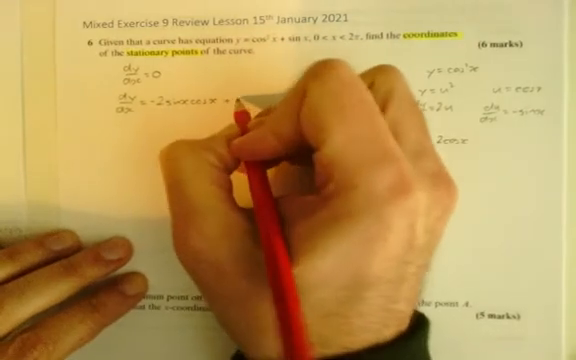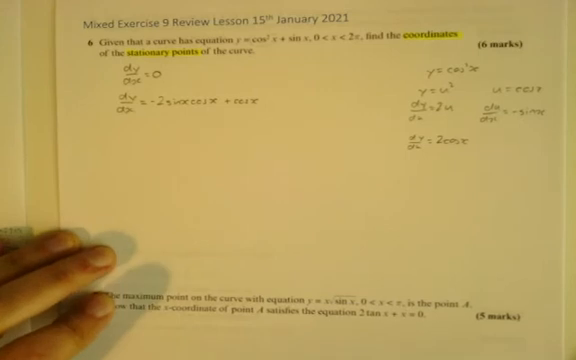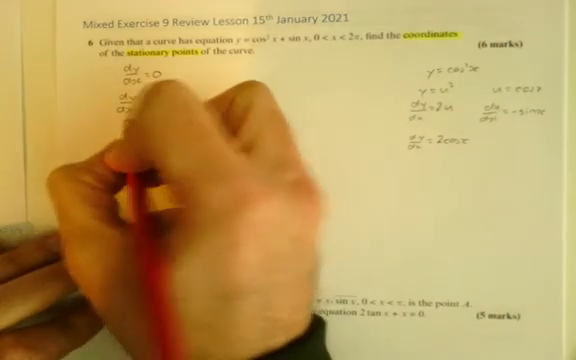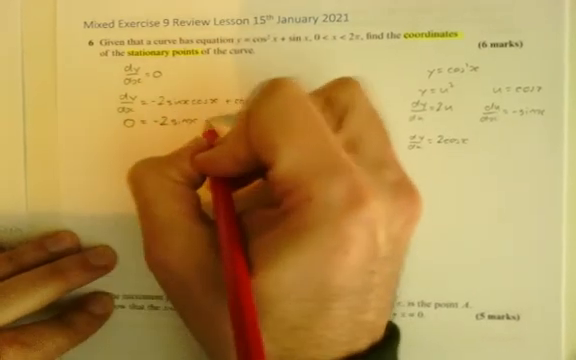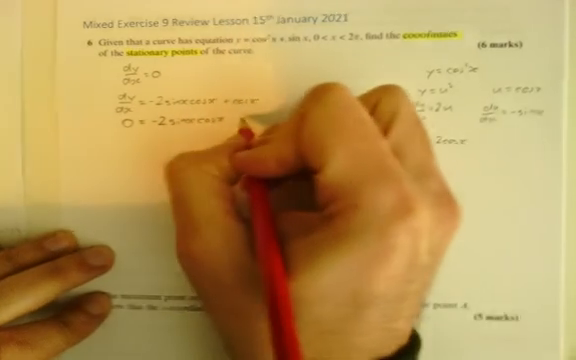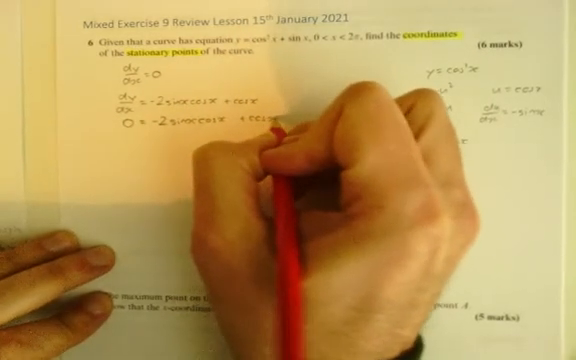And then when we differentiate the sine x, that will just go to plus cos x. Okay. So what we now do is set that equal to 0. So 0 equals minus 2 sine x cos x plus cos x. And we want to solve that equation now.